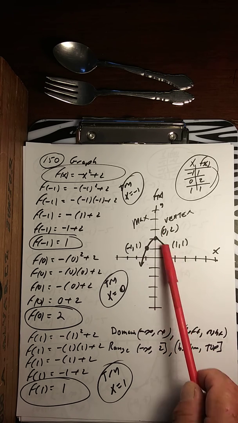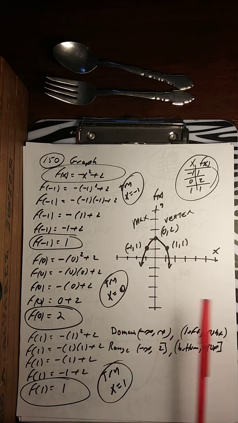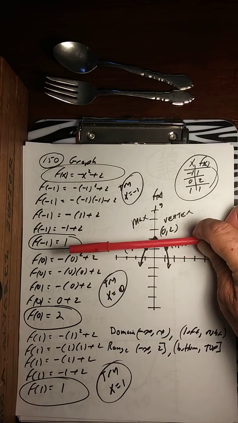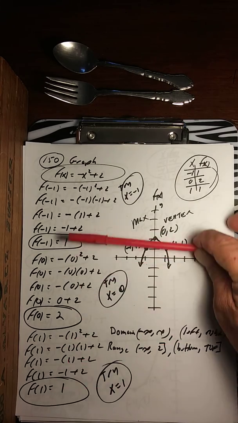So there it is. It's like this, and there's a max in the vertex right there. And the domain is negative infinity to infinity, and the range is from this number here, from where? From negative infinity to 2.